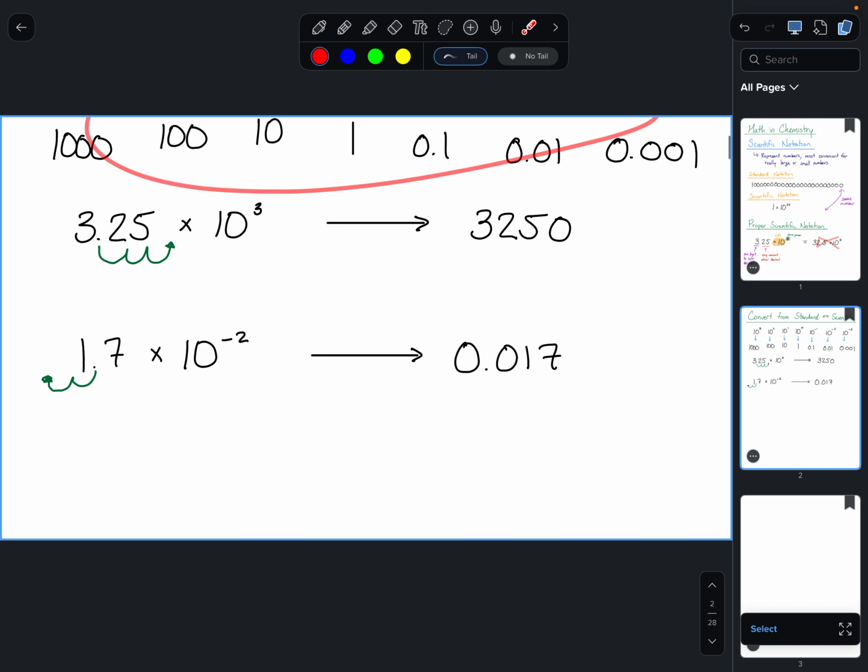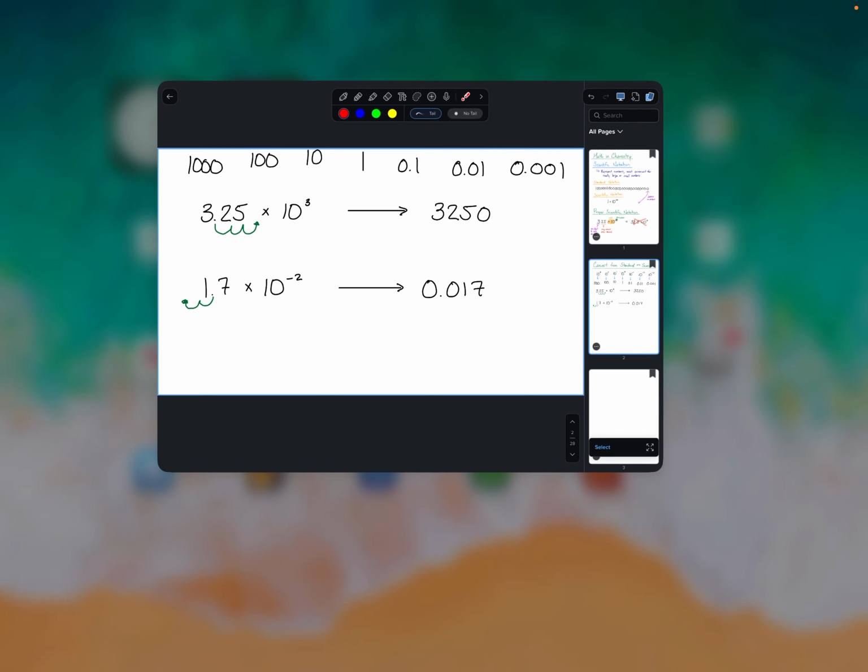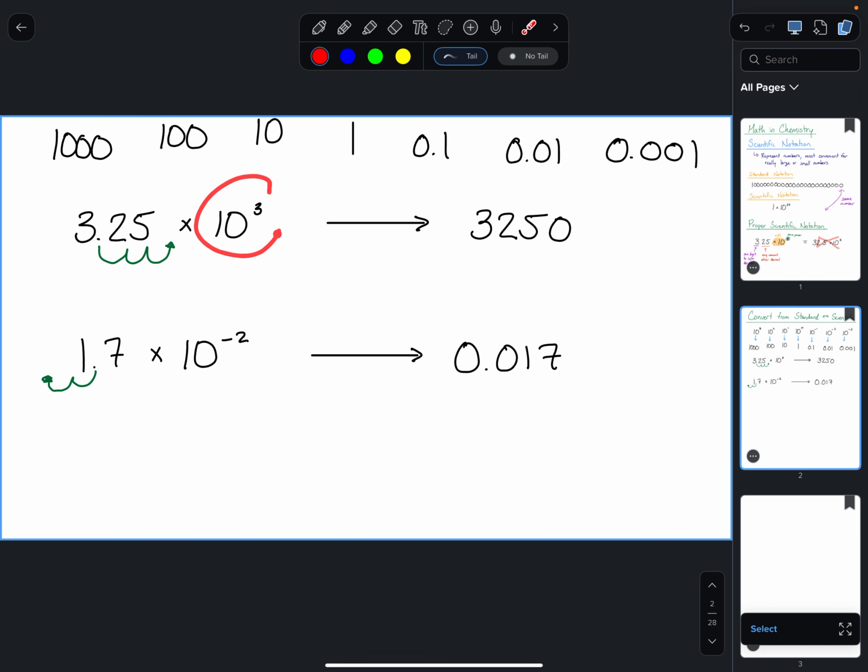Right? If I look at 3.25 times 10 to the 3, I want to look at 10 to the 3 and ask myself, is this a big number or a little number? Meaning, is it bigger than 1 or less than 1? 10 to the 3, what do we think? It's a big number, right? So that's how I know I need to jump in this direction here to give me a big number on the other side. Right? Likewise, here I have a negative exponent.